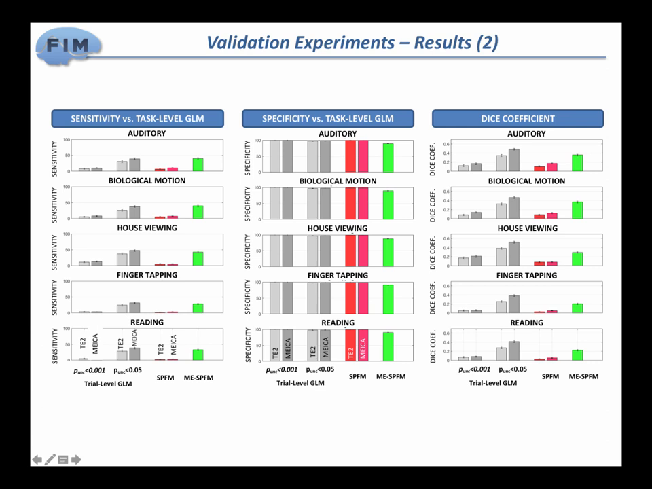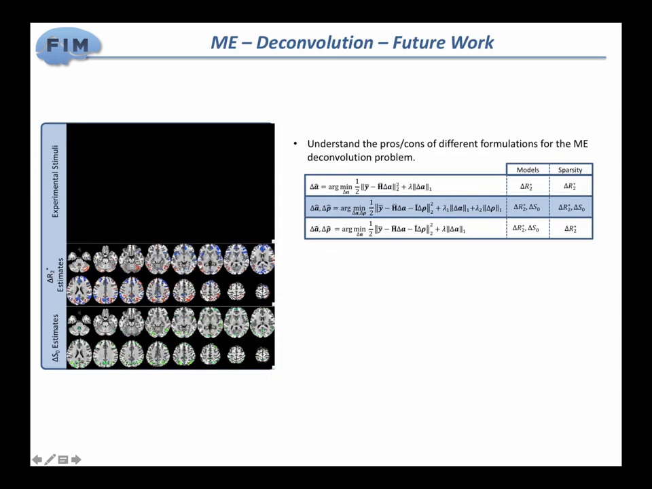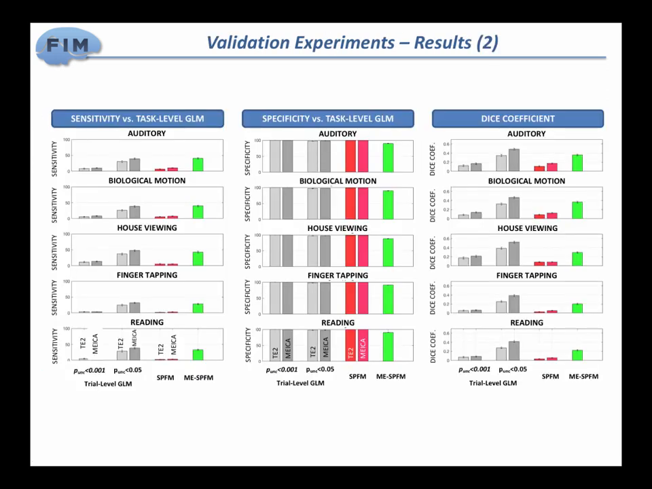In terms of specificity, it seems we get a little bit of a hit, meaning we might get some voxels to activate that it shouldn't. But in truth, when we look at the dice coefficient, there is a big boost in dice coefficient compared to the single echo formulation, and we nearly match what you would get using the trial by trial GLM.